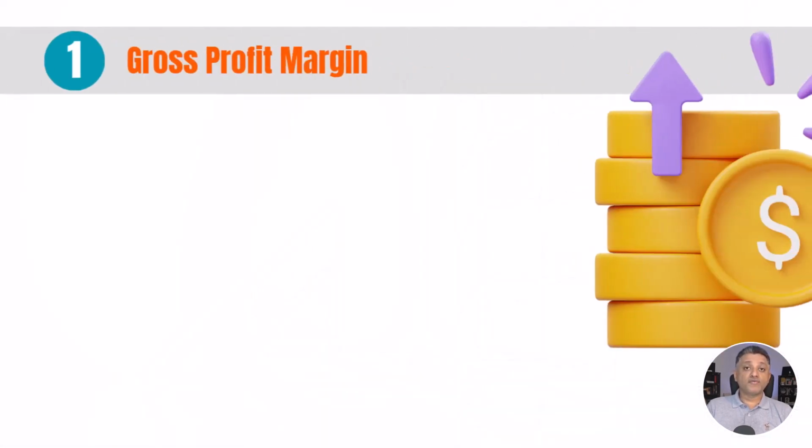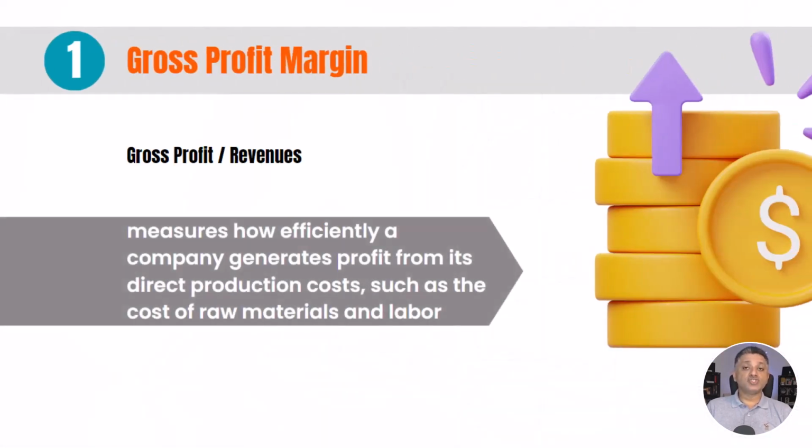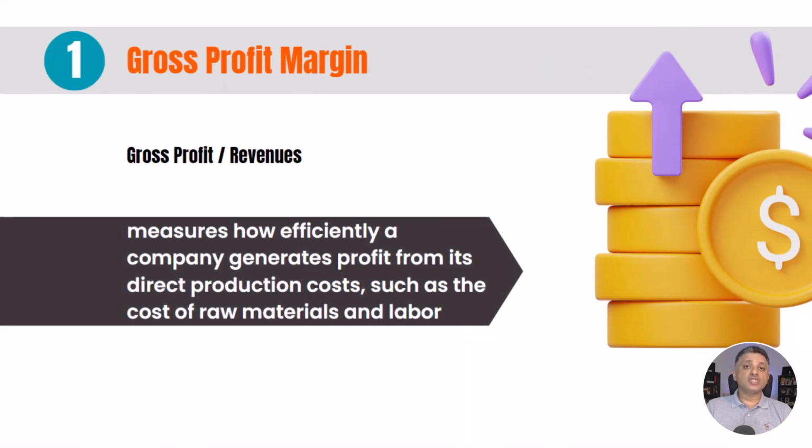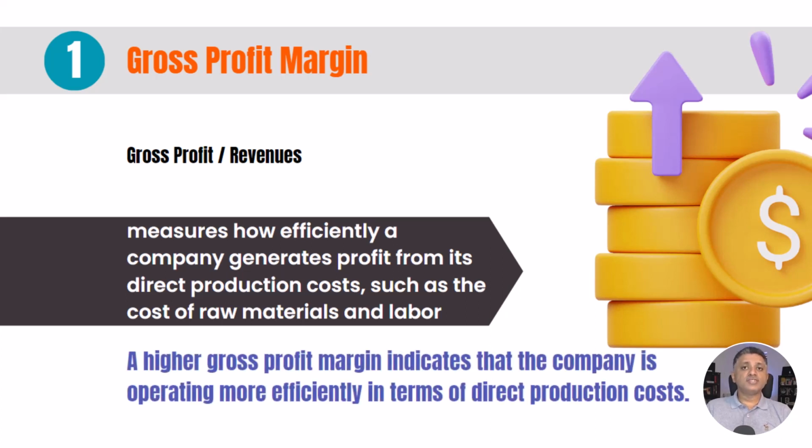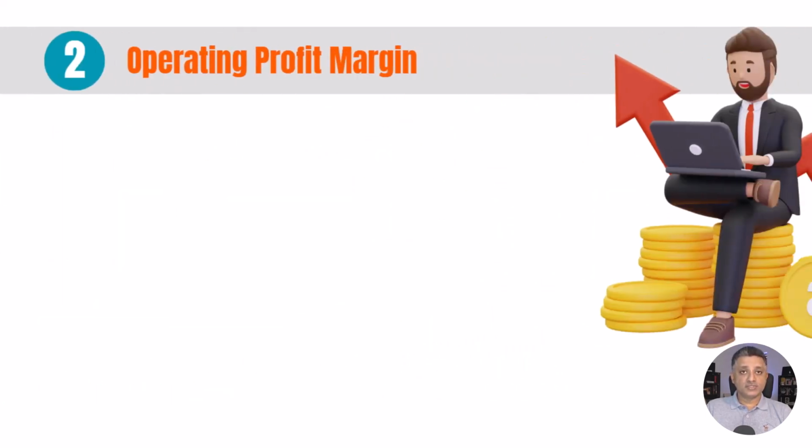A. Gross profit margin. The gross profit margin measures how effectively a company generates profit from its direct production costs, such as cost of raw materials and labor. It shows the proportion of revenues left after covering this cost, which can then be used to cover operating expenses, interest, taxes, and dividends. A higher gross profit margin indicates that the company is operating more efficiently in terms of direct production cost.